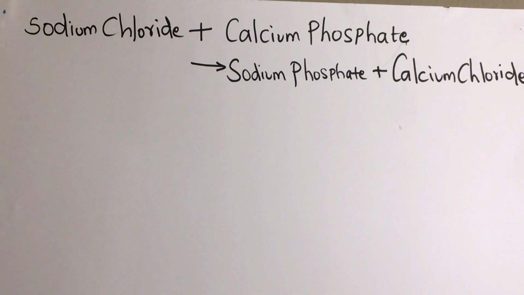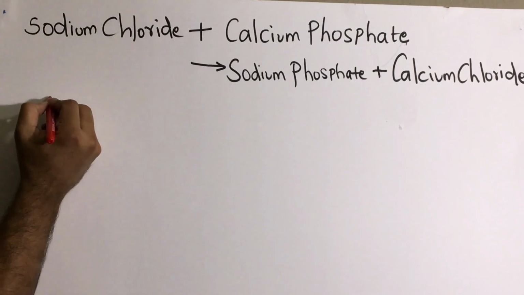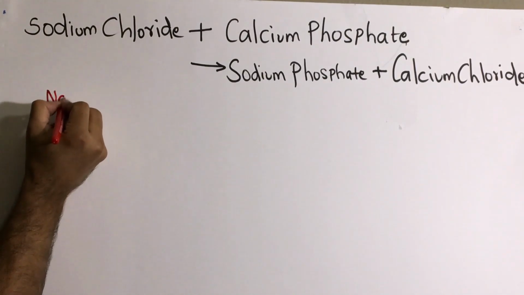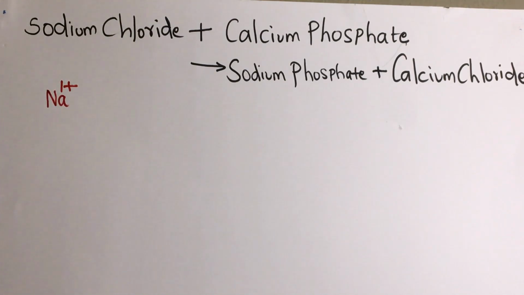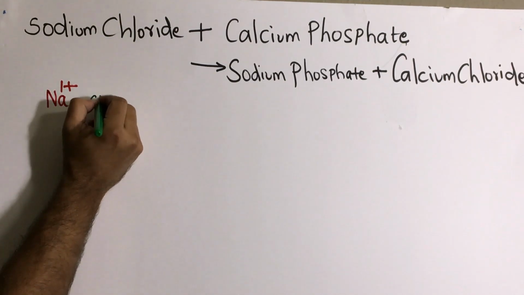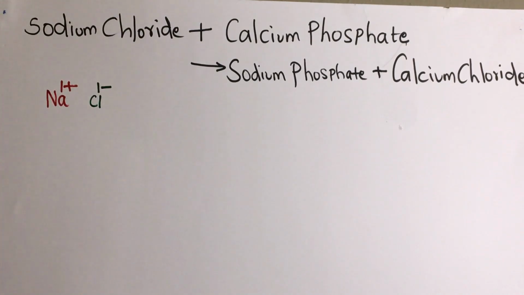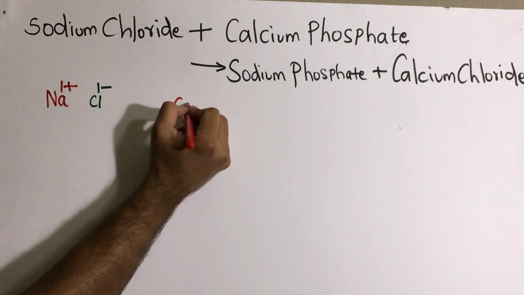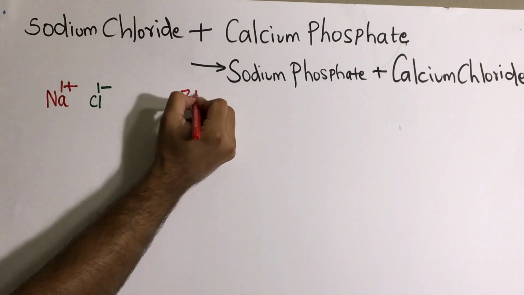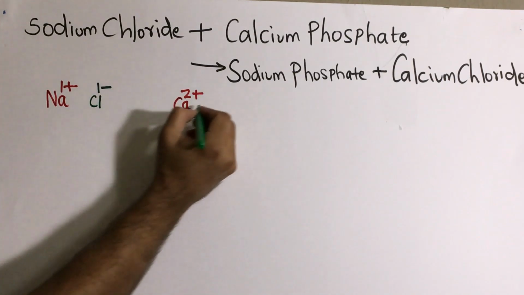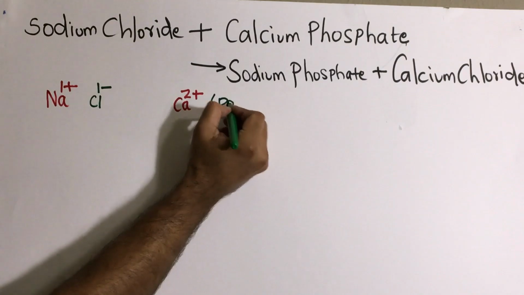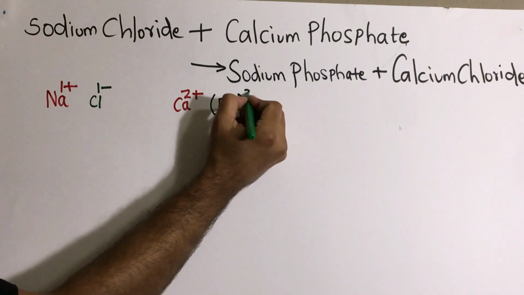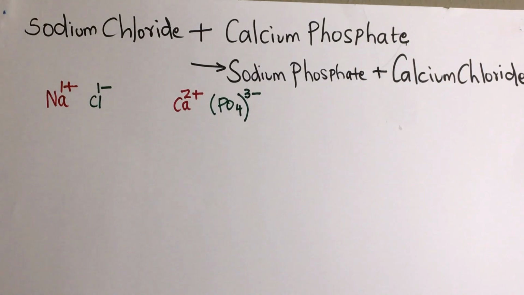Now, we know that sodium is in group 1, right? So it has a stable oxidation state of 1. So sodium is 1 plus. And we know chloride from our polyatomic table is Cl1 minus. Right? Let's go to the next step. So we know calcium is in group 2. So it has a stable and a single oxidation state of 2 plus. And phosphate is a polyatomic ion. Now this is the way I request you to write it. Put the 3 minus outside. So I'll show you why that is. And the next thing is, let's go to the other side.